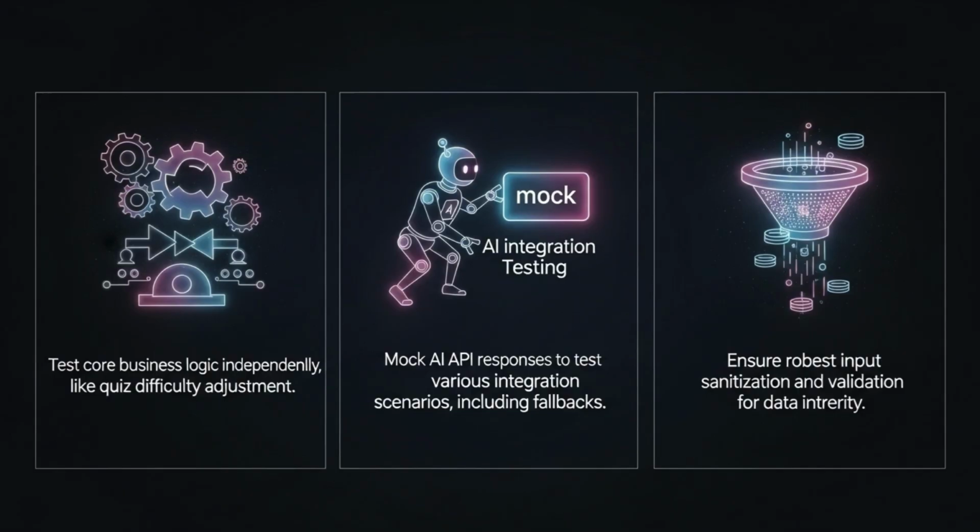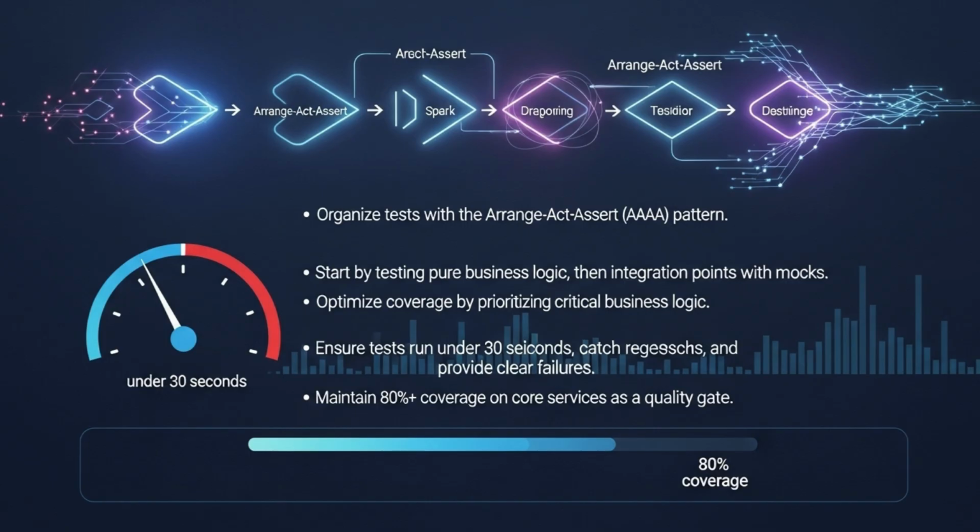To keep our tests organized and effective, we follow the universally recognized arrange, act, assert, or AAA pattern. First, you arrange your test, set up any necessary test data, and configure your mocks. Then you act, execute the specific function or piece of code you're trying to test, and finally, you assert. Verify that the outcome matches your expected results.